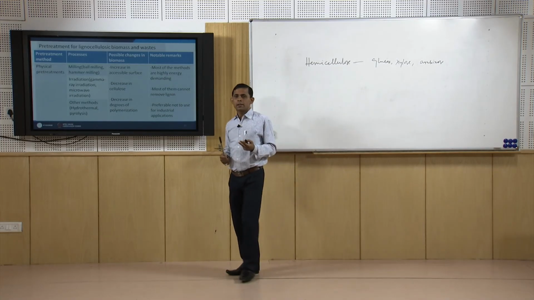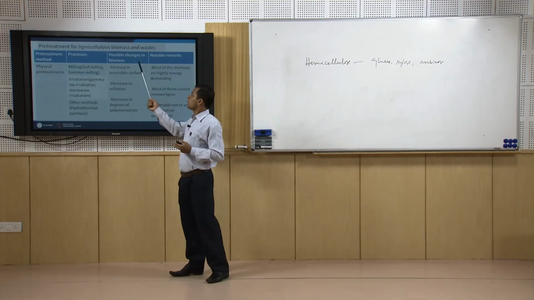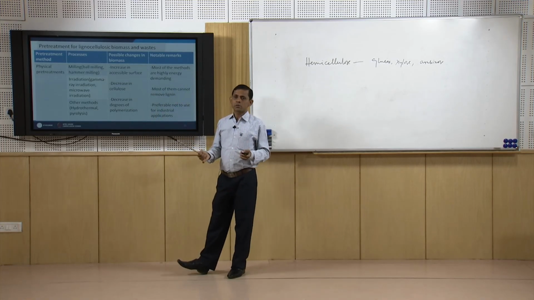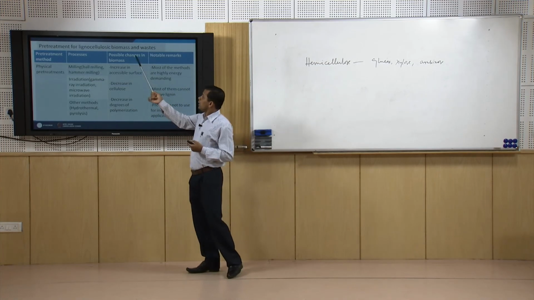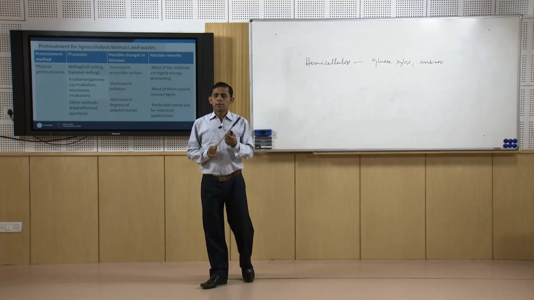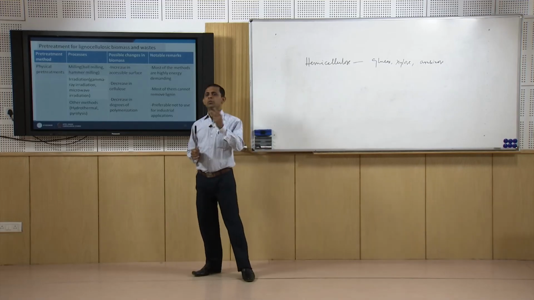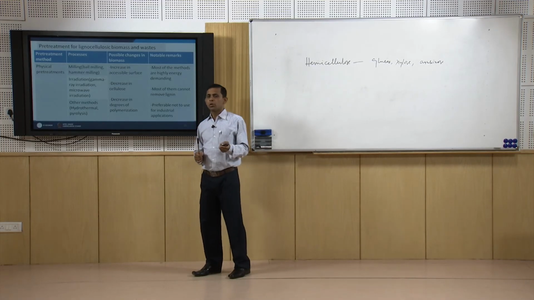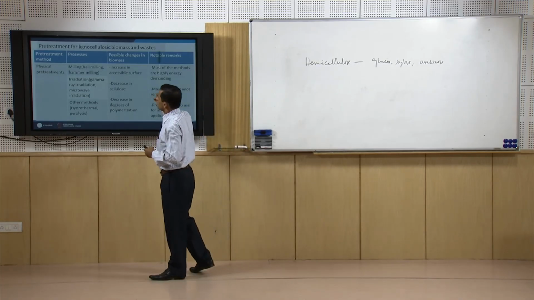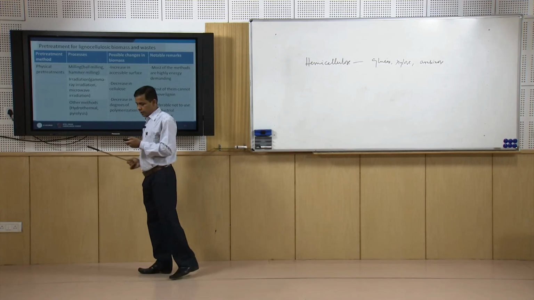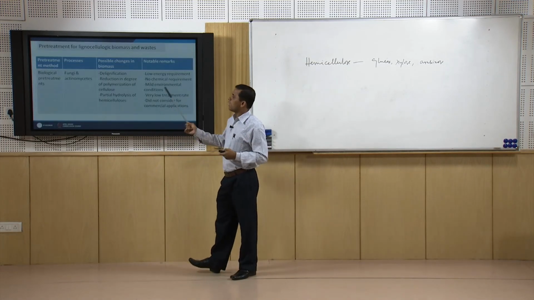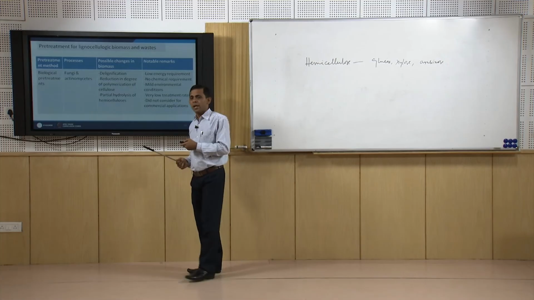Now, pretreatment for lignocellulosic biomass and waste. As we have discussed, non-lignocellulosic biomass and waste can be converted through the routes which we have just discussed, but if we have lignocellulosic biomass, we need one pretreatment step. We have to remove the lignin part, and cellulose and hemicellulose have to be converted into monosugars. For that purpose physical pretreatment, chemical pretreatment, chemico-physical pretreatment and biological pretreatment methods have been applied.